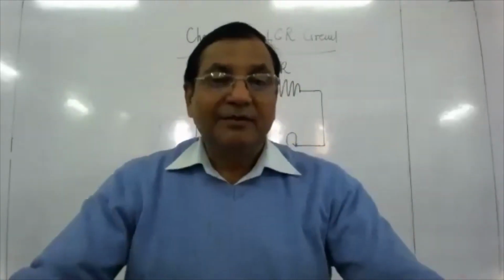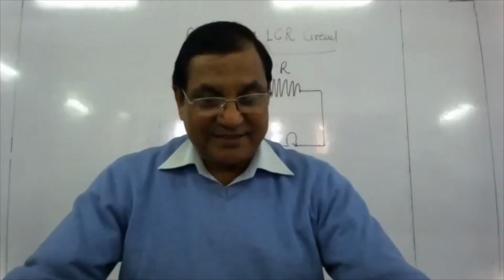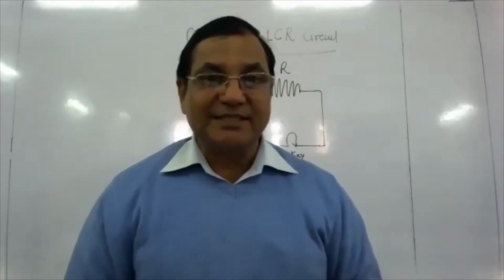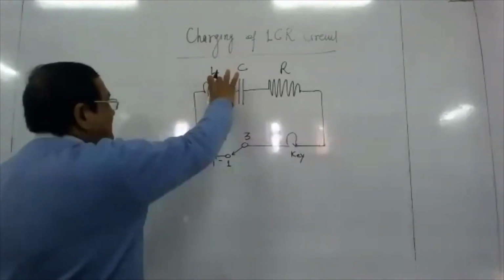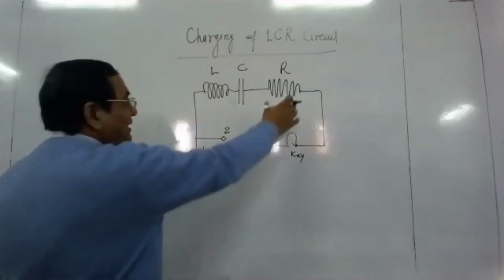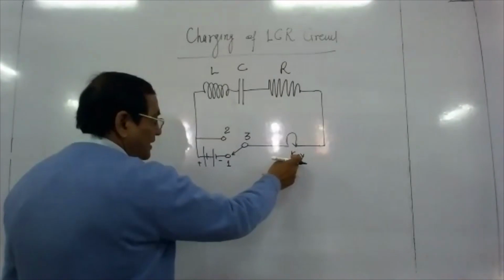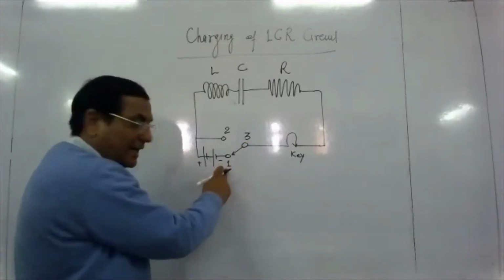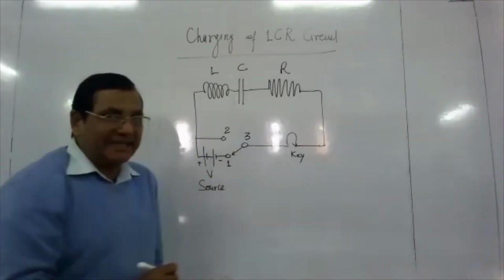Good afternoon to everyone. Today, I would like to discuss the charging of an LCR circuit, a circuit which consists of a capacitor along with an inductor and resistance with a source. In this diagram, this one is L, that is the inductor, C is the capacitor, and R is the resistance. And this is the key, and this key point 3 is connected to 1, and 1 has a source voltage V.